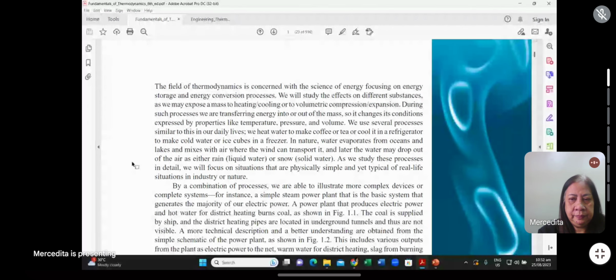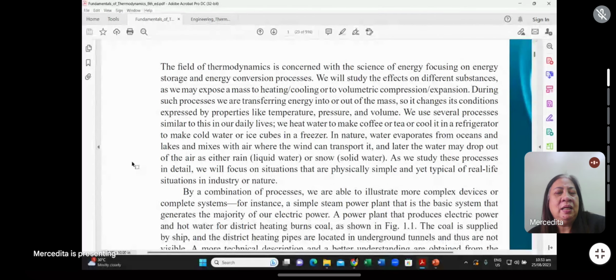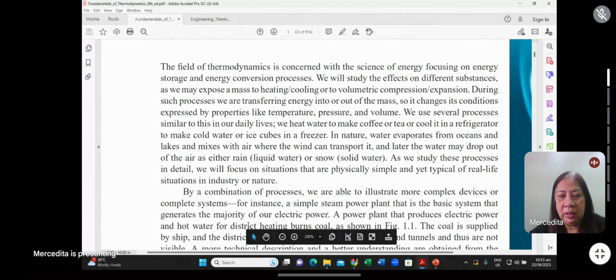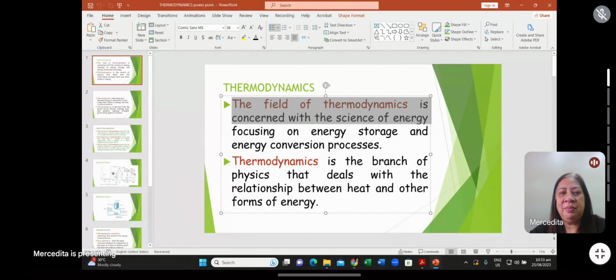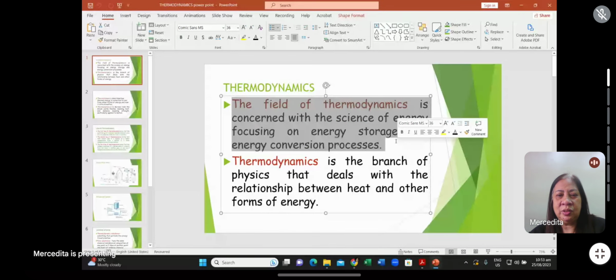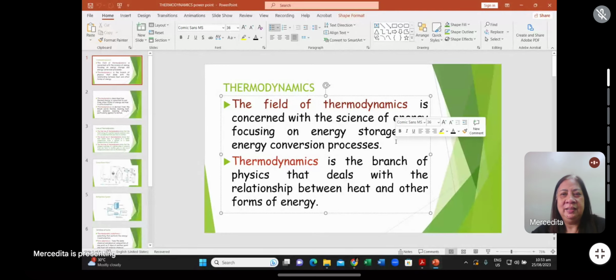Okay, so the field of thermodynamics is concerned with the science of energy, focusing on energy storage and energy conversion process. So, maganda naman siya if you're going to read the introduction. Yung tanong niya na, ma'am, ipopost niyo pa po ba yung inyong PowerPoint? So, hindi na kasi makikita niyo naman, yun din naman ang nakalagay. Para lang sa presentation, sa lecture, parang outline lang siya. So, ito yun din mababasa niyo dun. The field of thermodynamics is concerned with the science of energy, focusing on energy storage and energy conversion processes. Diba? Yun din ang laman ng aking PowerPoint, para lang sa presentation ng lecture.